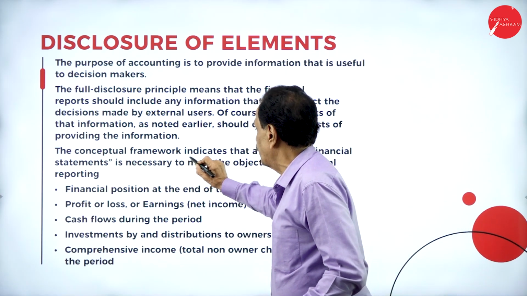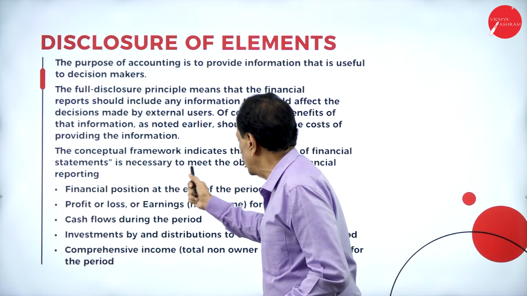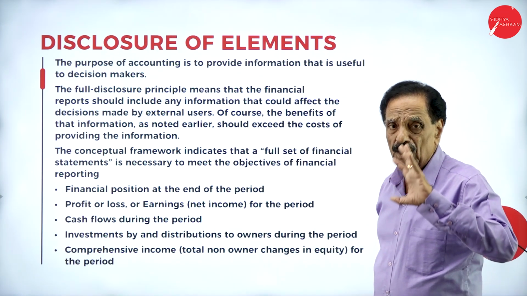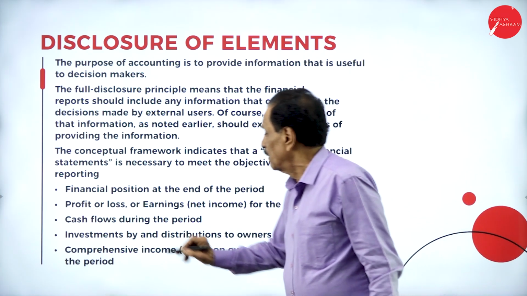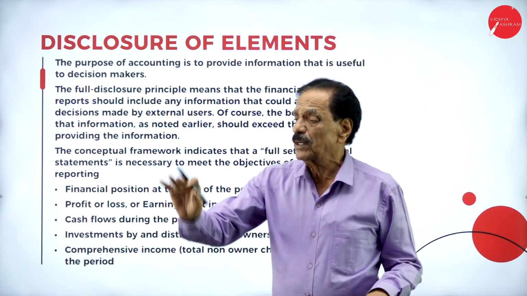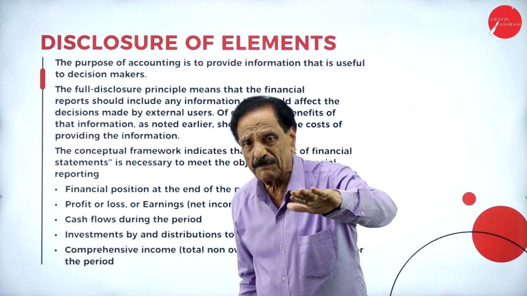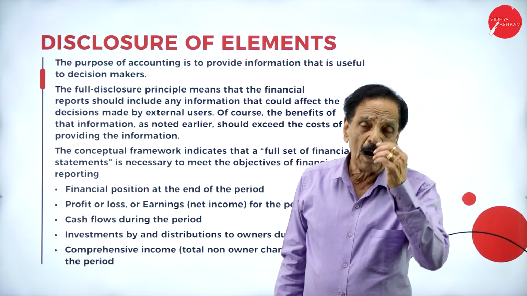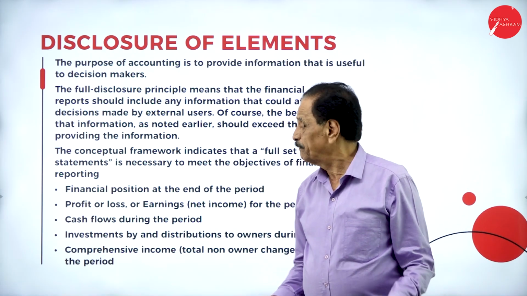The conceptual framework indicates that a full set of financial statements is necessary to meet the objectives of financial reporting. If you want financial reporting, you must have the full objectives of the concern. Financial position at the end of the period. Financial position means what is the value of the asset, what is the value of the liability, how much capital is available. So what is financial position? How much asset we are having, how much liability we have to pay. The balance is called, we say, capital.